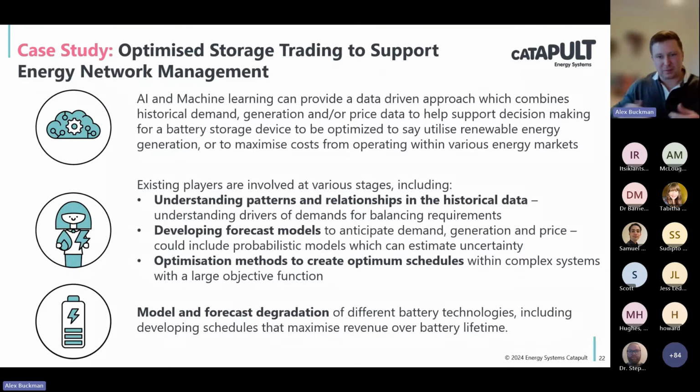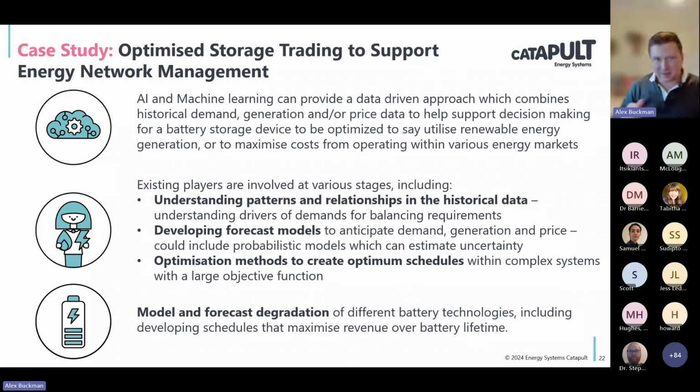Broadly, you want to understand how you're going to make best use of the charge on your current battery. Do you do it in the next hour, or do you get better bang for your buck if you do it in two or three hours' time? This could include probabilistic models, which can also estimate the uncertainty of the data and therefore help understand the risk, the range of likely possible outcomes, and the confidence in the outputs.